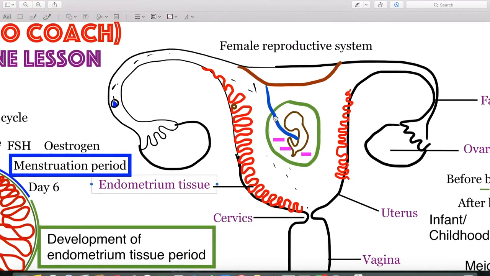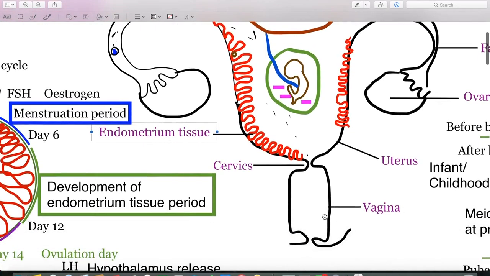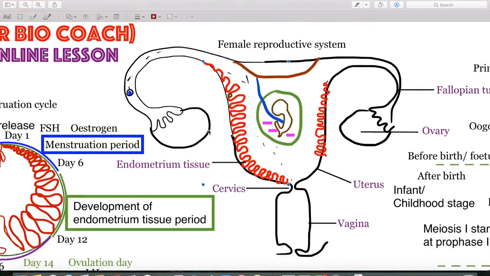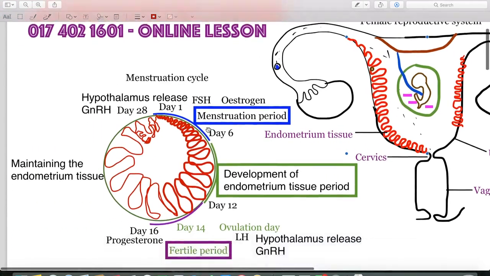Okay, I'm done with the labeling. Make sure you know this term, the endometrium tissue. The endometrium tissue here will get thicker and thicker day by day from the menstruation period, until it reaches a desired thickness, which is somewhere around day 14 of the menstruation cycle. After that, it will be maintained until it reaches day 28. So let's look at the next thing about the female reproductive system, which is the menstruation cycle.